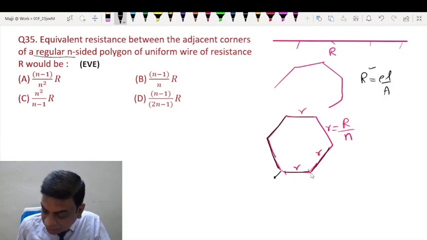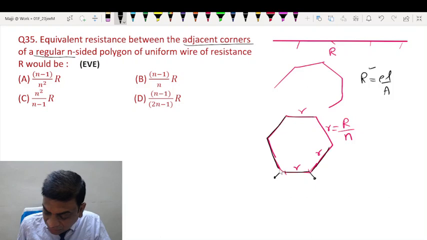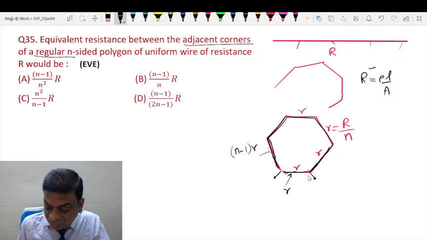So we have to find the resistance between these two. Equivalent resistance between adjacent corners. So now you can see this has a resistance smaller from here to here, whereas the remaining n minus 1 resistors are arranged here in series. So this is 1, 2, 3, 4, like that up till n minus 1 resistors. So all are in series.